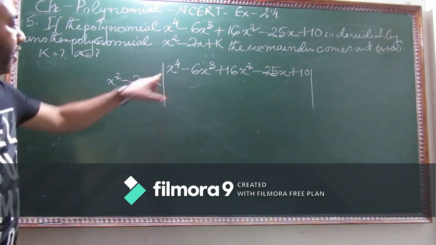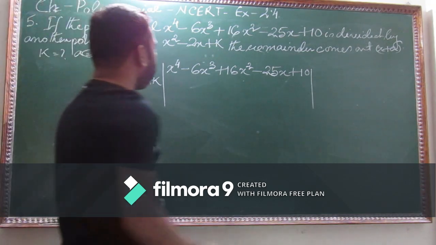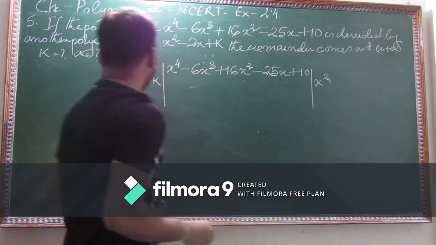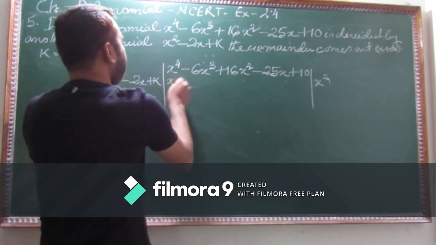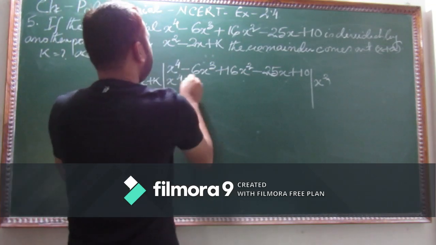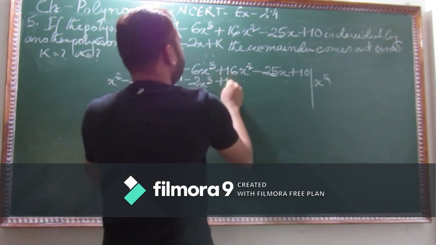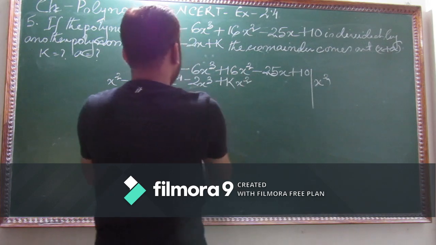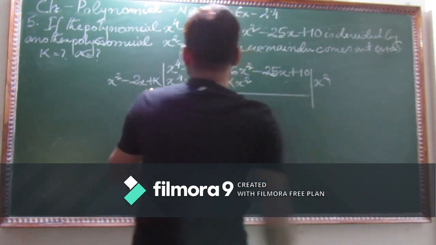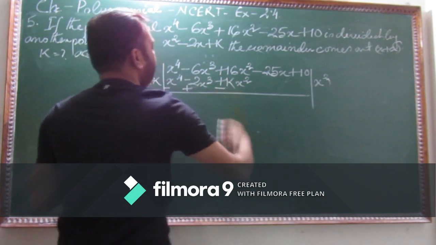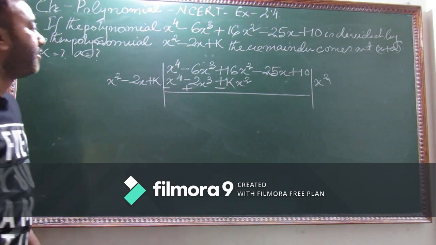So I have to make it x4. How is it possible? I have to multiply this by x square. So this is x square into x square, this is x4. This is minus twice x cube plus kx square. Done. Now this is minus, this is plus, this is minus. Cancel.